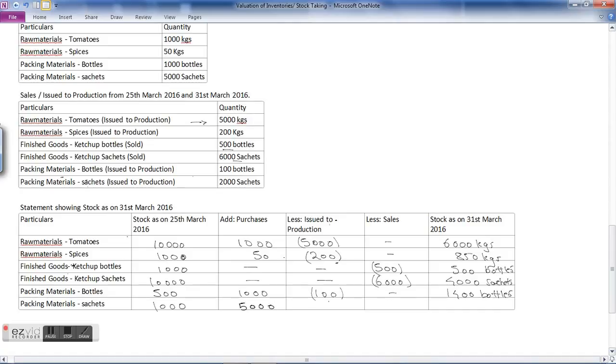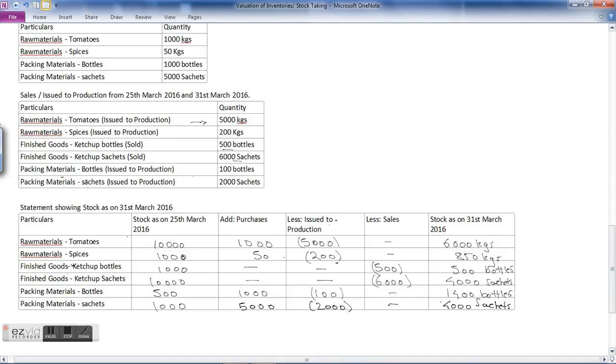Correct. And then issued to production is 2,000. Then there is nothing. Yes. So 6,000 minus 2,000. That comes to 4,000 sachets. Okay. This is the way you calculate your stock a week before your end of the financial year, and then subsequently add all the purchases and sales. Now, there may also be some adjustments, like some purchase returns or something. All those things also need to be adjusted.